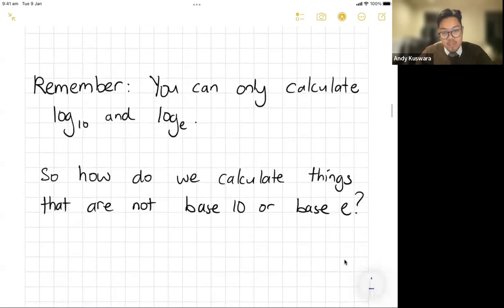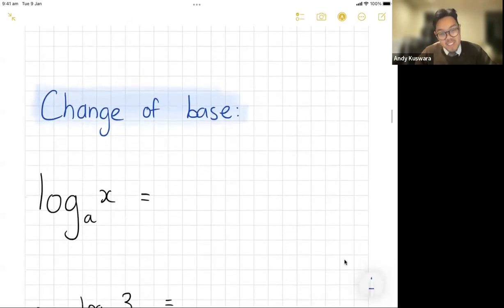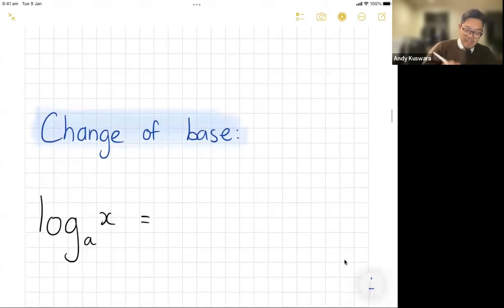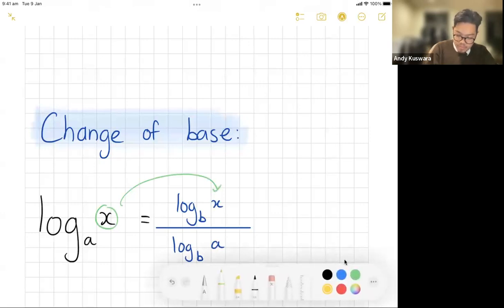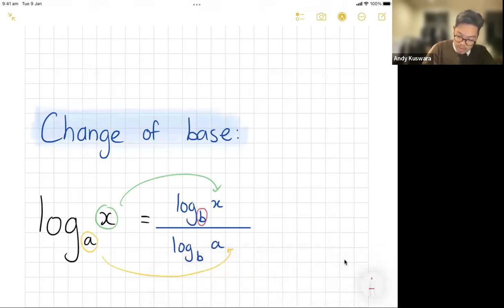Now that raises the question, how do we calculate things that are not base 10 or base e? Good question. Thanks for asking. We use this change of base formula. Now, if I have a log of base a and some sort of x, some sort of numeral, I can rewrite this with a new base. All right, so I've got this new base, and what I want you to note here is whatever the numeral is, that ends up on top, whatever the base is, that ends up at the bottom. And note here, I am now using my new base b.